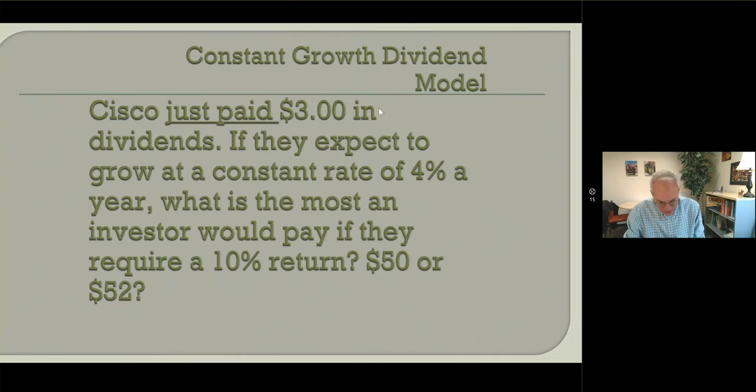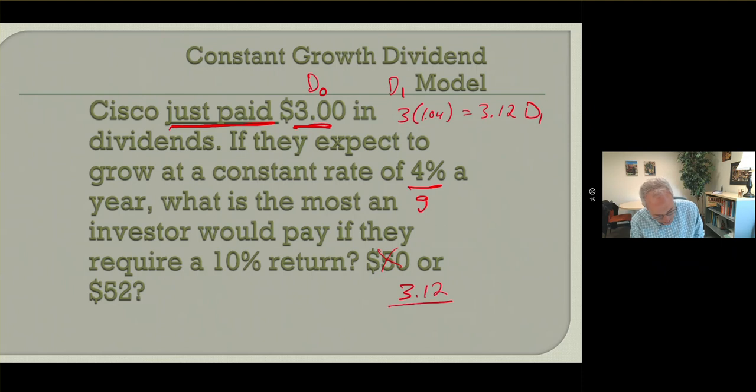Okay, so you remember I said, and I have keywords underlined, "just paid." So that tells you that this is D of 0, not D of 1. So some of you used $3, then you're only going to get $50, which was not correct. So we need to figure out what D of 1 is. D of 1 is going to be $3, and it's going to grow, there's G, at 4%. So we're going to take 3 times 1.04, that gives you 3.12, and that is D of 1. So the formula says we take 3.12, D of 1, divided by 10% minus 4%, and we get the price of $52.